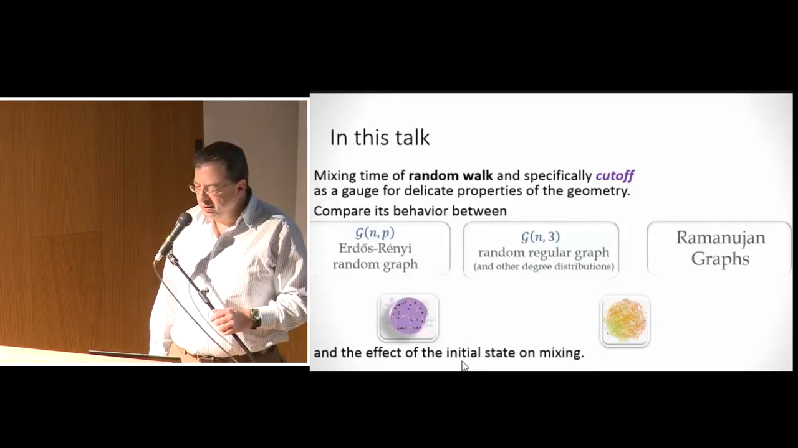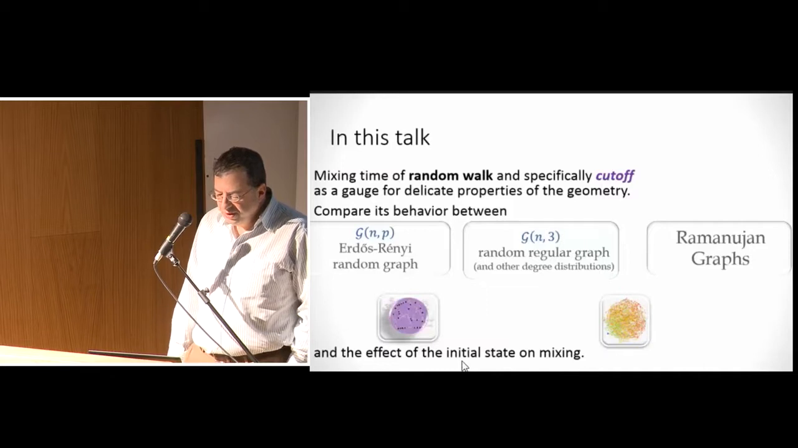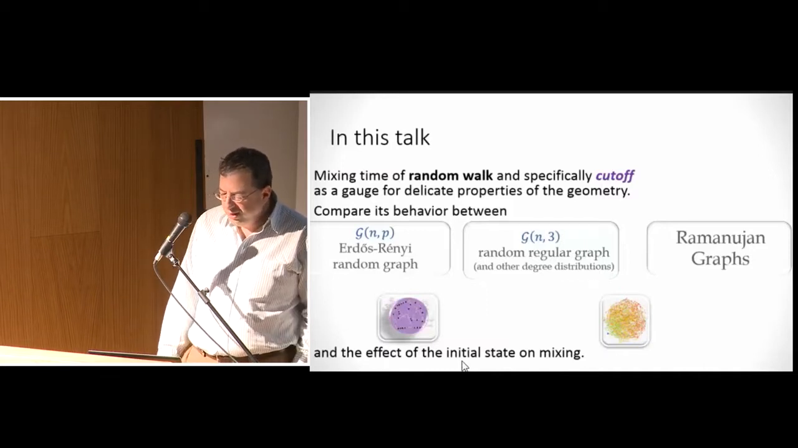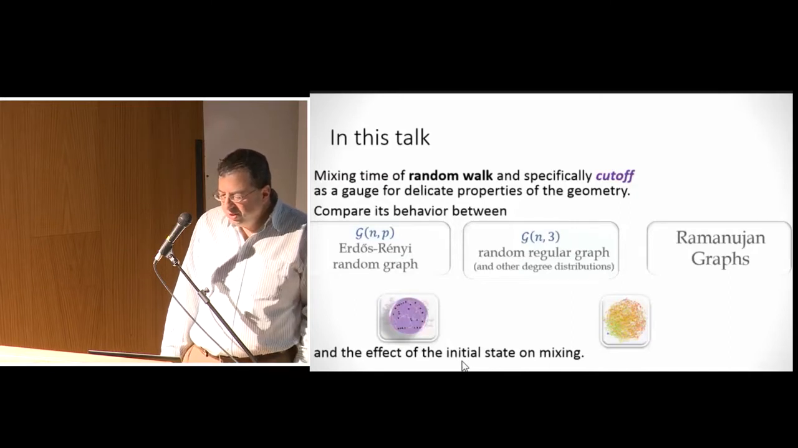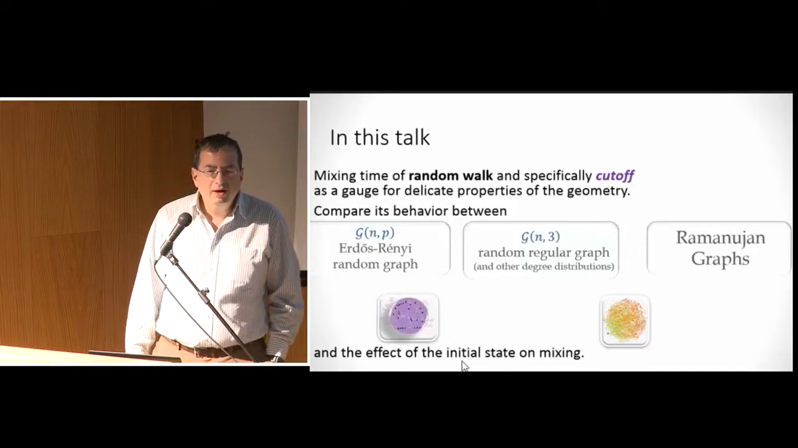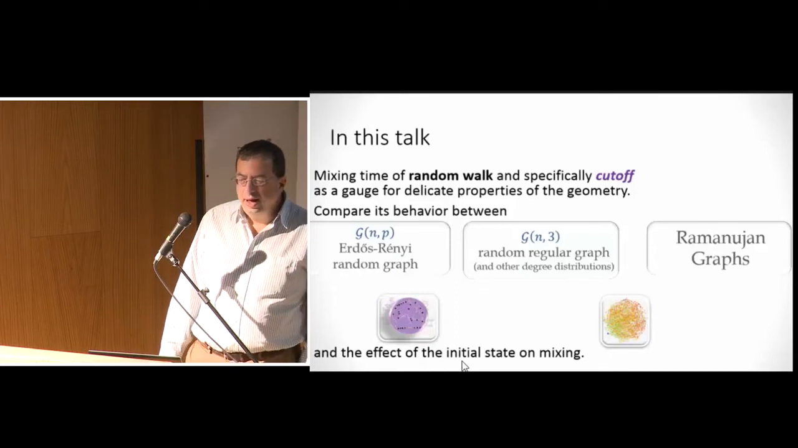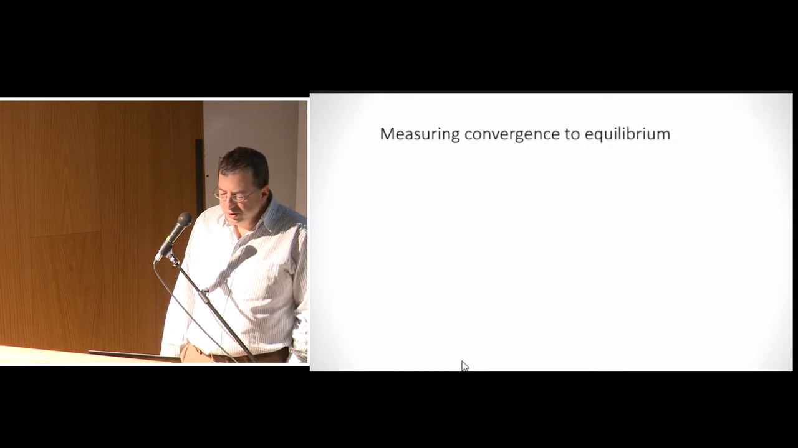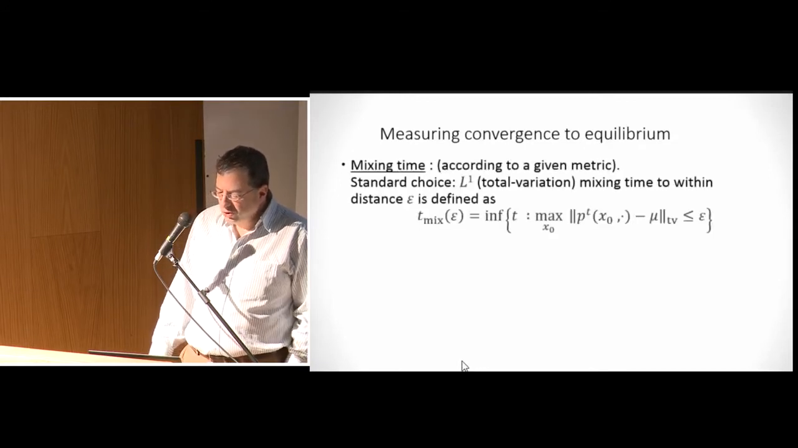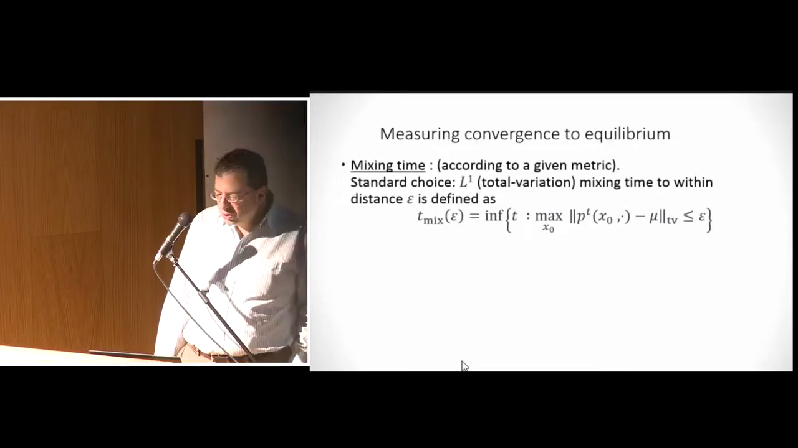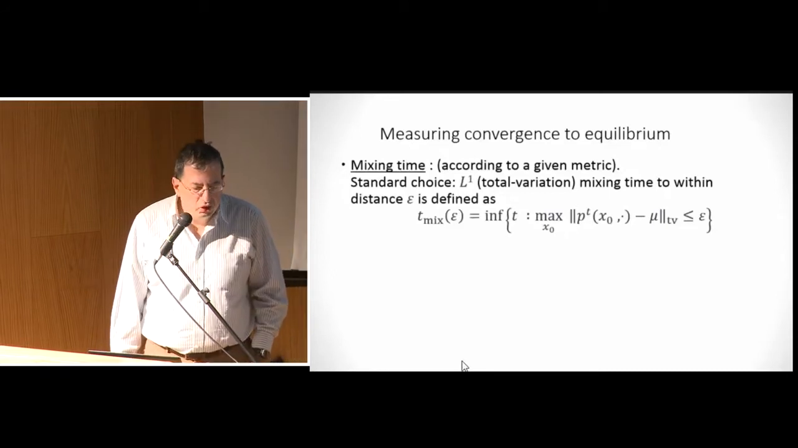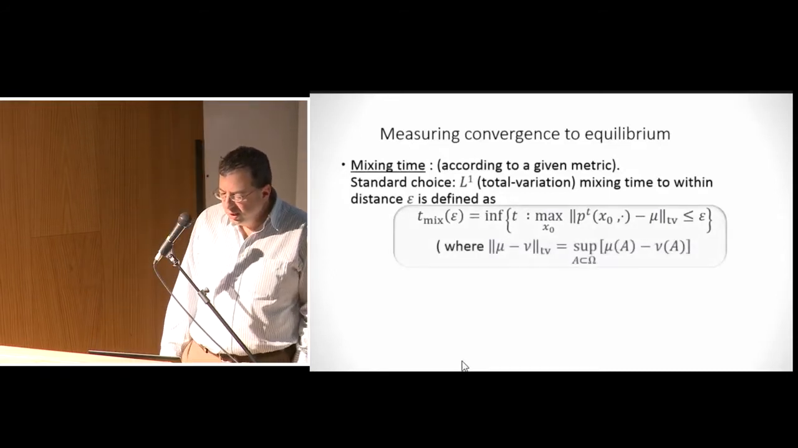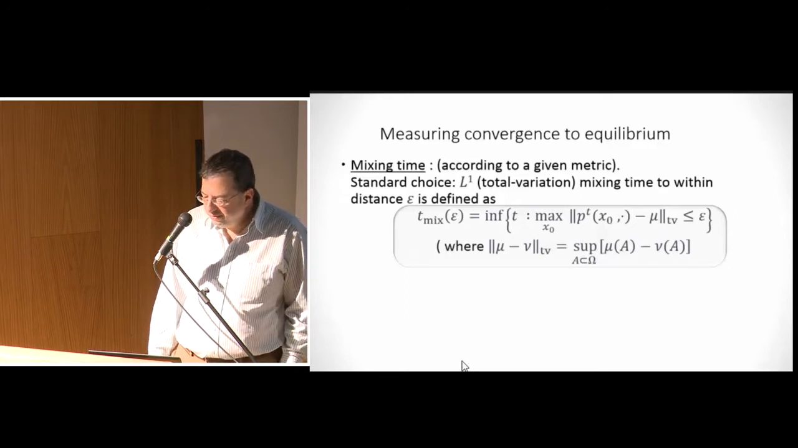So we will be looking at mixing time of random walks, and specifically the cutoff phenomenon, which I will define, as a gauge for delicate properties of the geometry. We'll survey this phenomenon on Erdős-Rényi random graphs, on random d-regular graphs, and specifically on Ramanujan graphs, which are not necessarily random. We'll measure convergence to equilibrium using the most standard measure, the total variation distance, which is also the same as half the L1 distance.